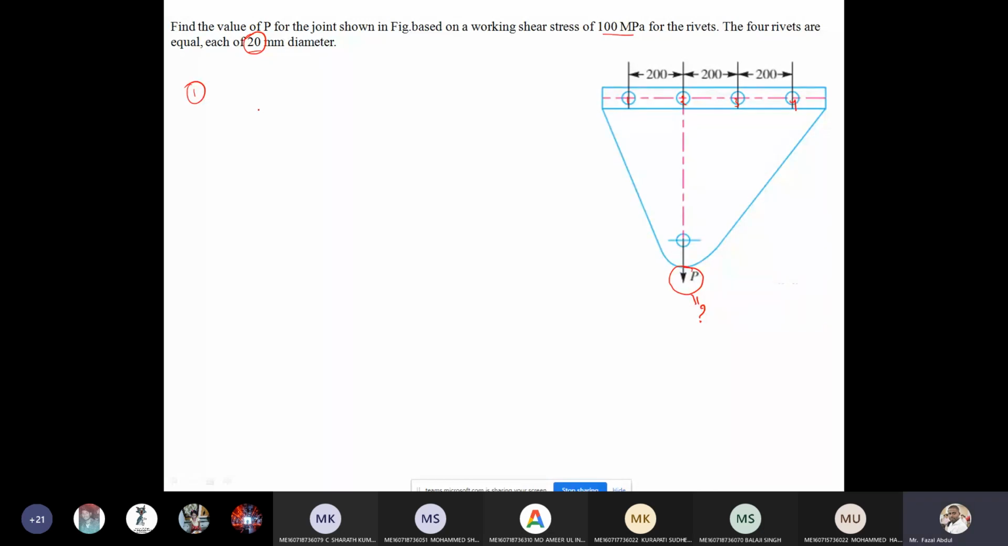Now, what is the first point? Calculating the center of gravity. So, calculating the center of gravity for this riveting, where is the center of gravity? Total hole length, how much? 200, 200, total 600. So, the center of gravity is going to lie somewhere here.